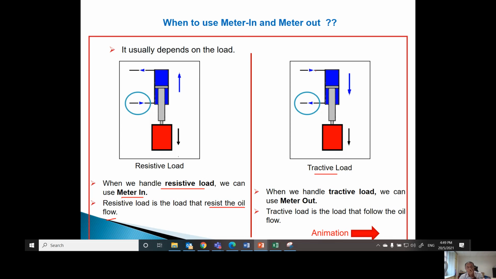But when you have the so-called tractive load, it means the direction of the load is the same as the direction of the flow. Now the flow is going from the blank end to the rod end, so the flow is in this direction. When the direction is the same, we call this the tractive load, and when you have this, you have to use meter out. So tractive load is the load that follows the oil flow.